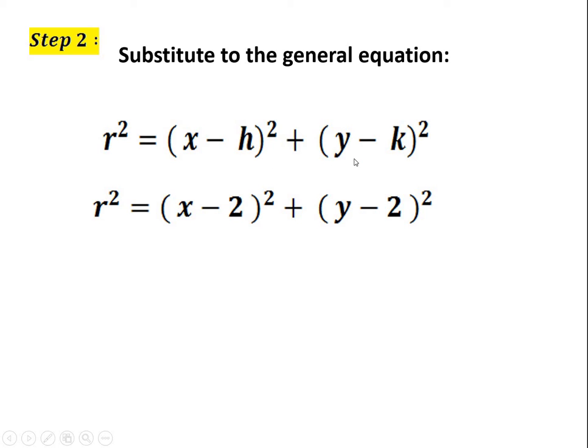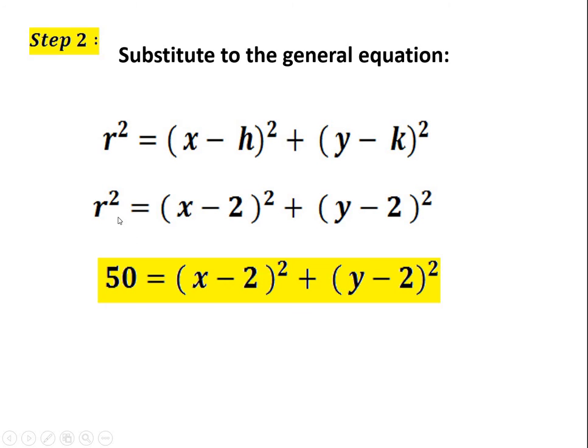This time we need only the center (h, k). We used x sub 1 and y sub 1 a while ago in order to solve for r squared. But this time, in finding the equation, we just need the center (h, k). So by substitution, r squared is 50 and this one. So this is the answer.